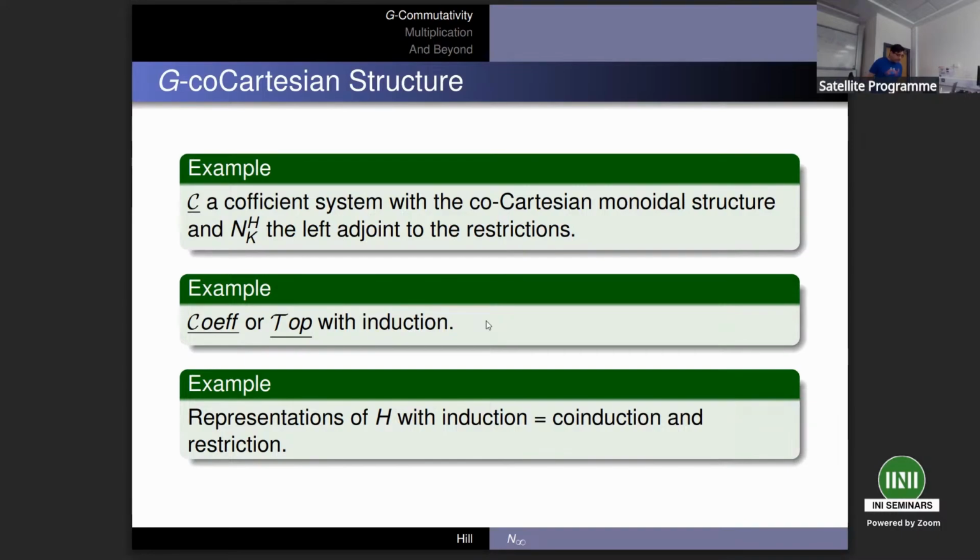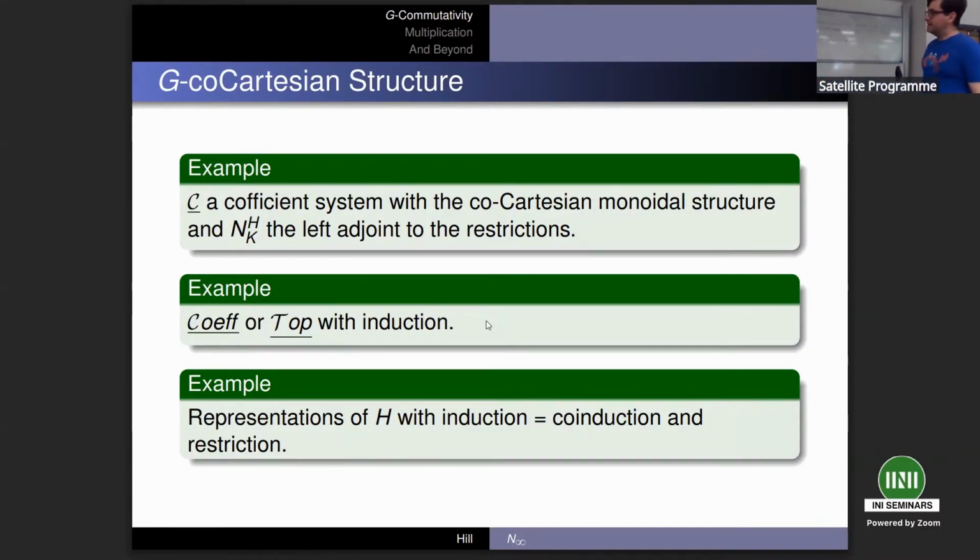Here, my symmetrical structure is again going to be disjoint union, but now I'm going to use the left adjoint to the restrictions. And this is going to commute with disjoint union because left adjoints commute with colimits. And then I get a sort of a different, nicer structure. The coefficient systems with induction, topological spaces with induction.